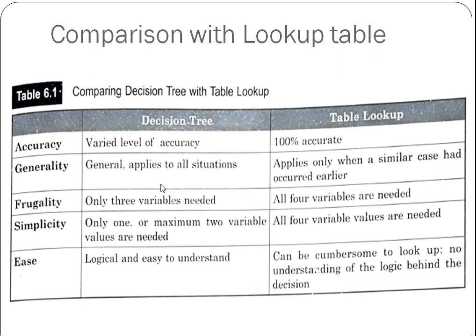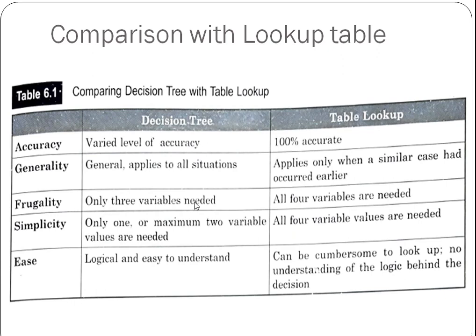Generality. Generality means whether the model is general or very specific. Table lookup is very specific, applies only when a similar case had occurred earlier. But in case of a decision tree, it is very generic. It applies to all situations.